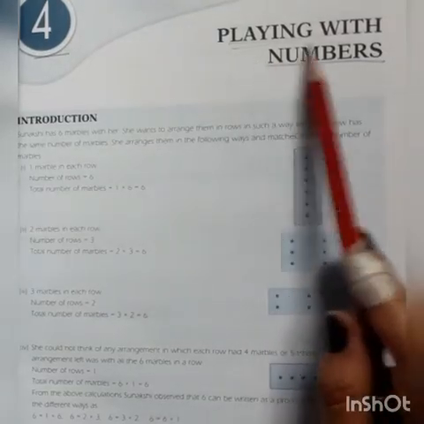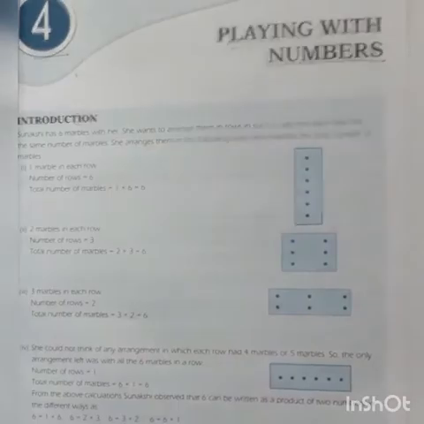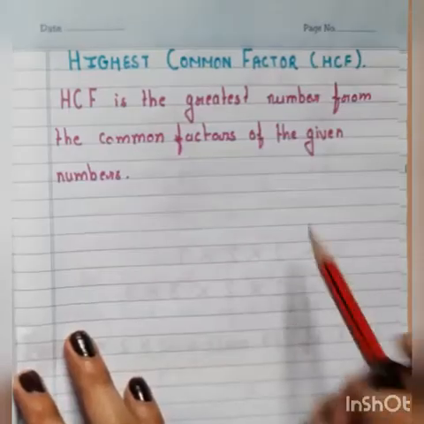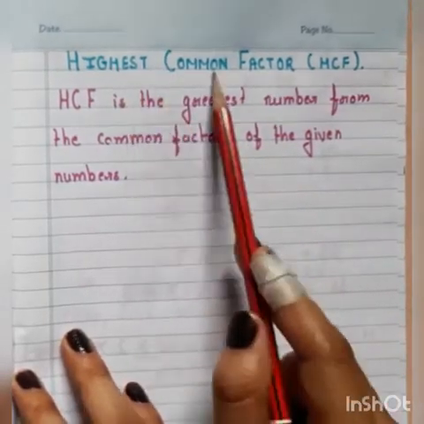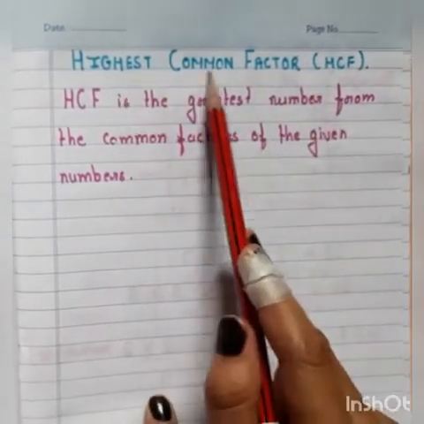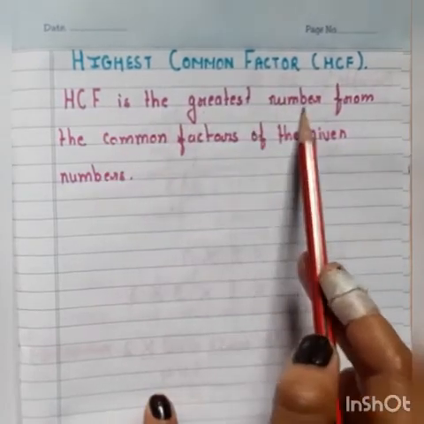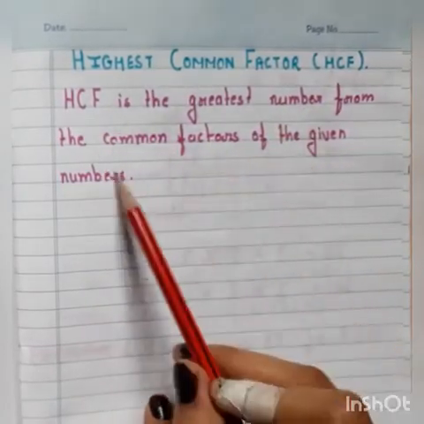Students, we are just continuing our previous chapter, Playing with Numbers, chapter number 4. So we are starting highest common factor. We have done prime factorization, and today we are doing highest common factor or HCF. HCF is the greatest number from the common factors of the given numbers.